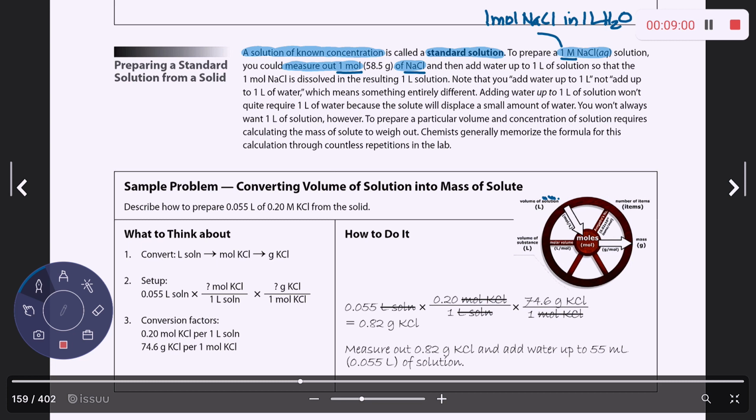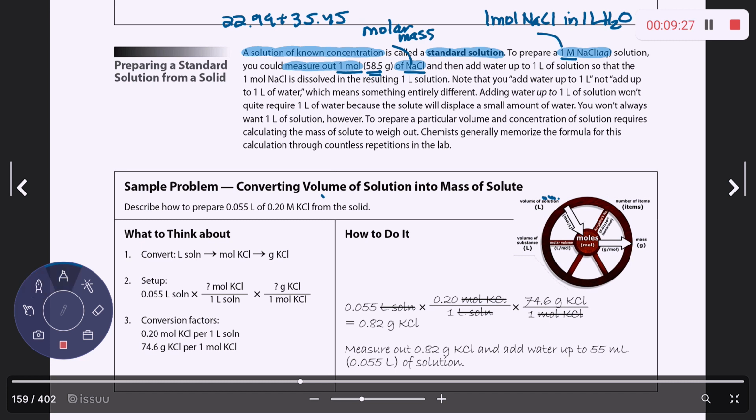So the way that you do this is you would calculate it, and you know that the molar mass of this is the grams in a mole of sodium chloride. So you're adding up sodium, which is 22.99, with chlorine, which is 35.45, and that will give you the grams that you have to measure out on the scale.